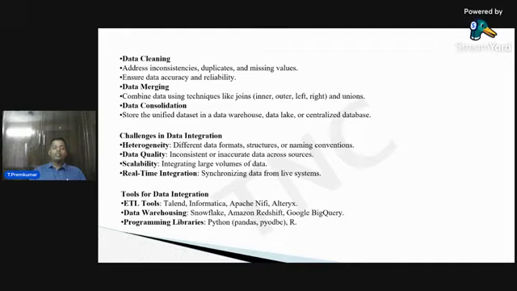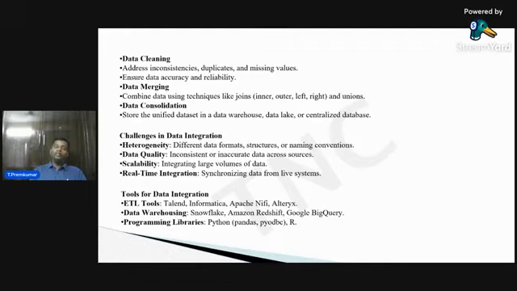That consolidated data is going to be a unified data set, and it can be stored in a data warehouse, data lakes, or centralized databases. So this is how we can go for data consolidation.